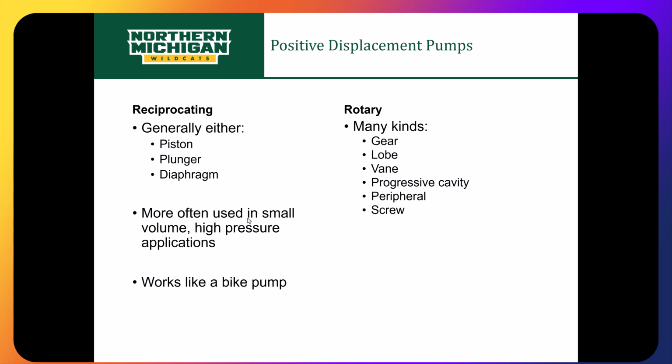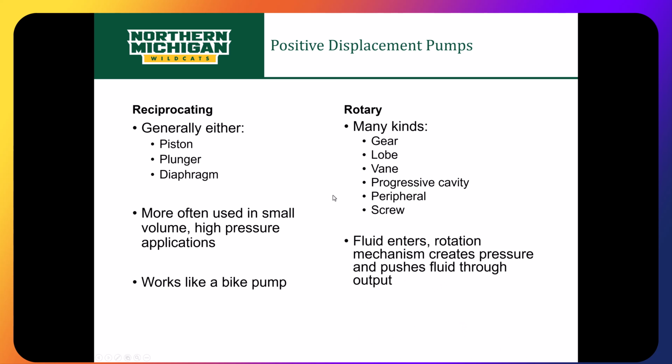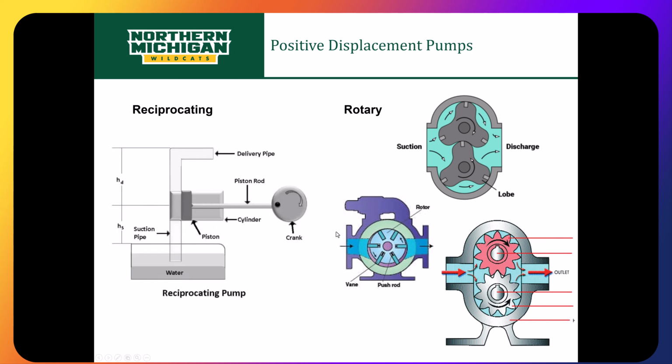As opposed to a rotary, of which we have many different types. Things like screws or gears or lobes are pretty common. These would have a fluid that's entering into a rotational mechanism that creates that pressure and pushes the fluid through the output. So these are a little bit more used for higher viscosity, larger industrial applications.